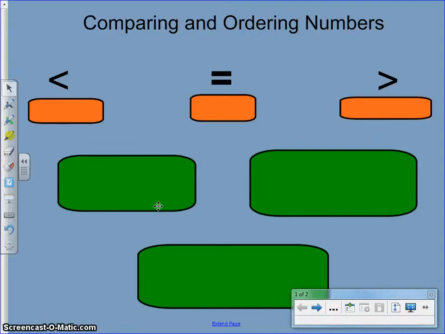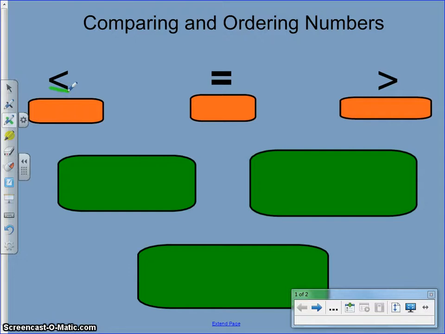All right. So in today's lesson, we are going to be looking at comparing and ordering numbers. We're going to start off with comparing numbers, and basically what we're going to be doing is looking at two numbers and determining which number is bigger and which number is smaller. And we use the symbols over here that you see.